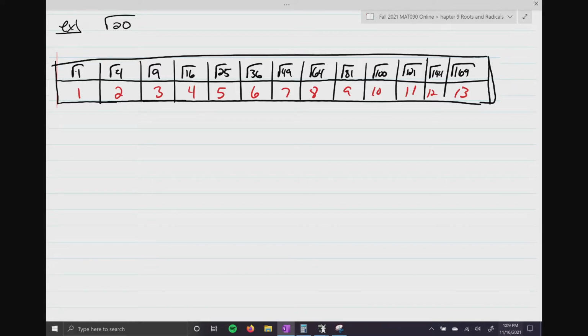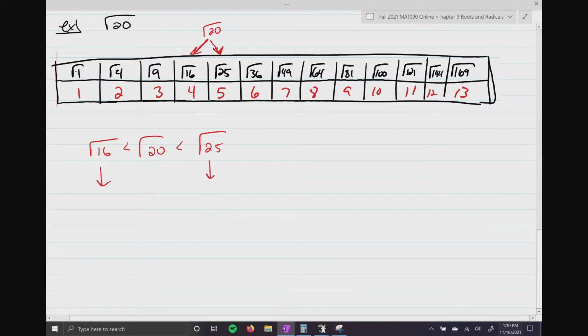So the square root of 20, if you think about it, is going to fall in between the square root of 16 and the square root of 25, because 20 is in between 16 and 25, okay? So the square root of 20 is going to be in between the square root of 16 and the square root of 25, which means, if we were to get out a calculator, the square root of 16 we know is 4 according to our table, and the square root of 25 is 5 according to our table. So the square root of 20 has to be somewhere in between 4 and 5.